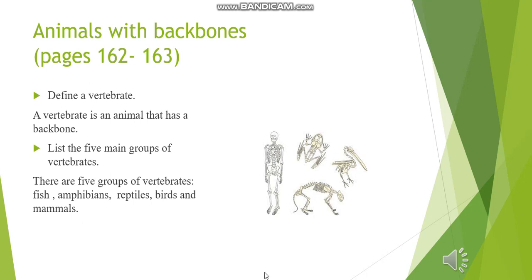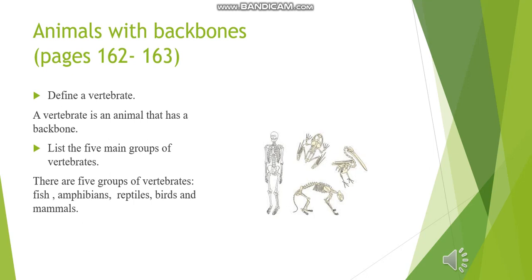Look at the picture. You can see in front of you some animals with backbones and the skeleton of a person. Very good. Take 5 minutes. Read the text in front of you and answer the following 2 questions. Question number 1, define a vertebrate. Question number 2, list the 5 main groups of vertebrates.